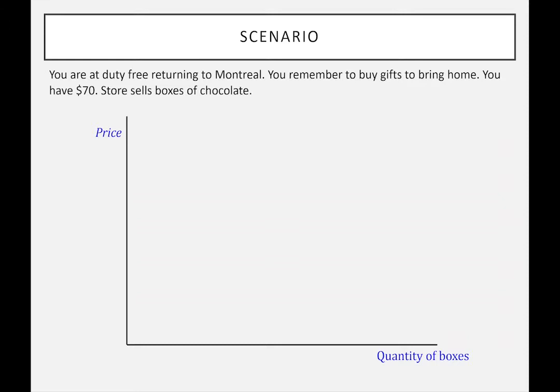To understand how a monopoly behaves, I'm going to use a simple example of what amounts to an artificial monopoly: a duty-free shop at an airport. Imagine you're in the South and you're flying home, and you want to buy some gifts at a duty-free. You happen to have $70 in your pocket. Let's say there's a shop selling boxes of chocolate. There's only one shop, and so you have to make a decision about how many boxes you're going to purchase.